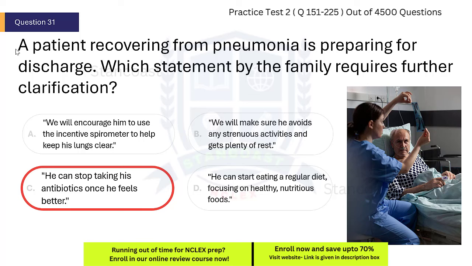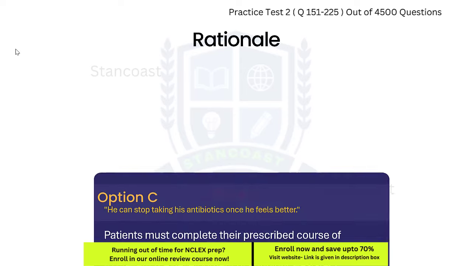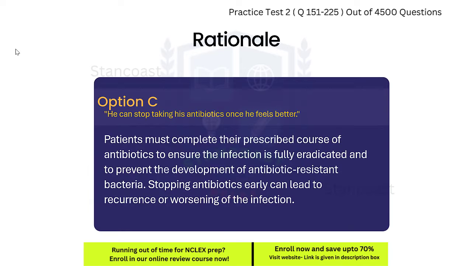Ready? The correct answer is C. He can stop taking his antibiotics once he feels better. Patients must complete their prescribed course of antibiotics to ensure the infection is fully eradicated and to prevent the development of antibiotic-resistant bacteria. Stopping antibiotics early can lead to recurrence or worsening of the infection.